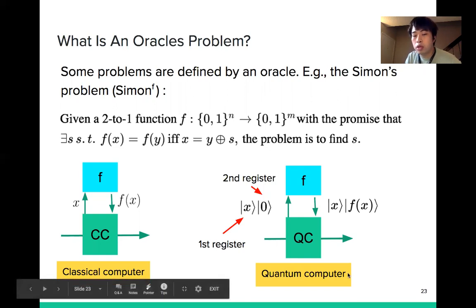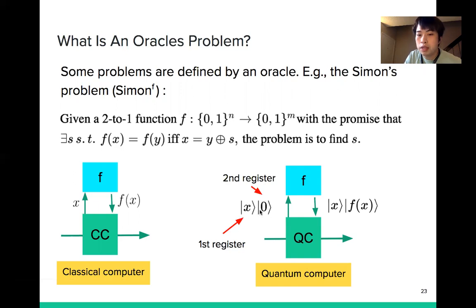And for a quantum computer, which is very similar, the query is as follows. You have two registers for your query. The first register will just be your question, and the second register will just be some 0. Then you send these two registers to the function f, and the function f will reply with x and f(x). So the function will put the answer in the second register. This is the quantum query model.